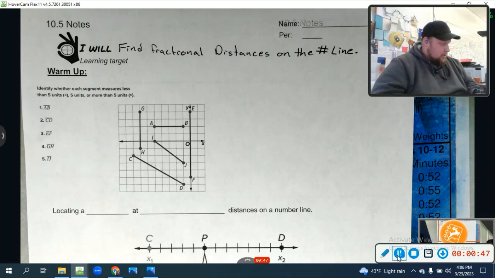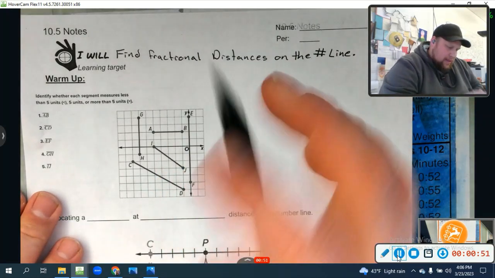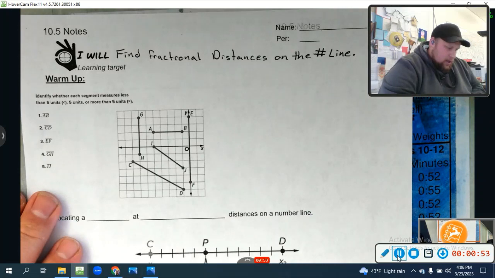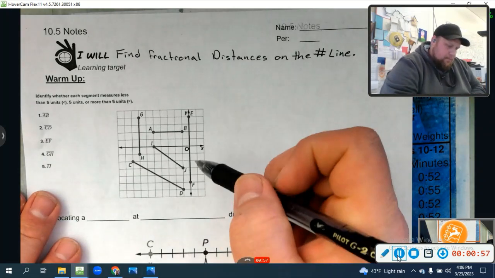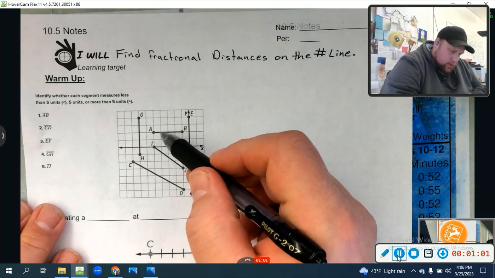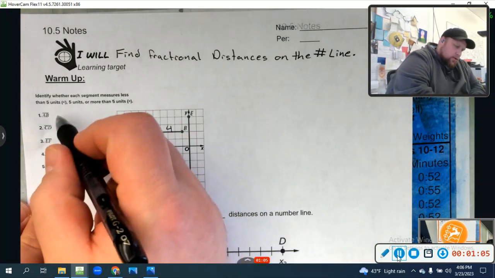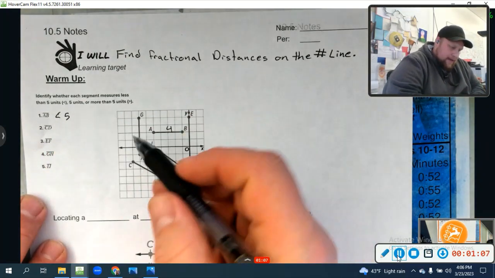All right, let's take a look at this. We're supposed to identify each segment that measures less than 5 units, exactly 5 units, or more than 5 units. Okay, so let's look at AB right here. That is 1, 2, 3, 4 units, right? So we're going to say less than 5.